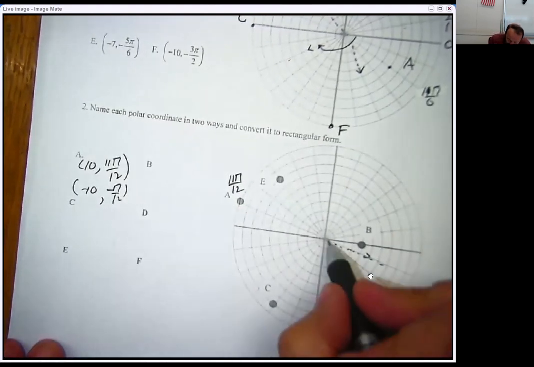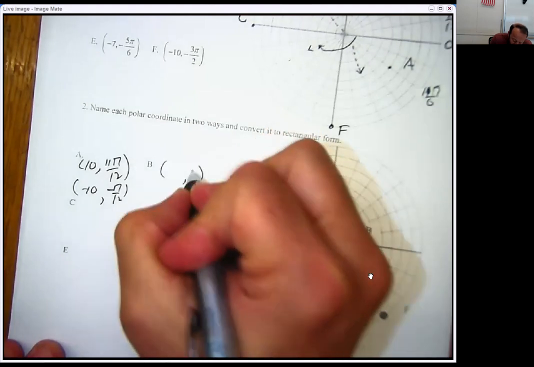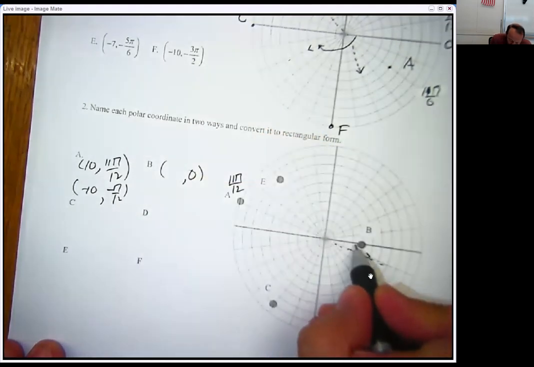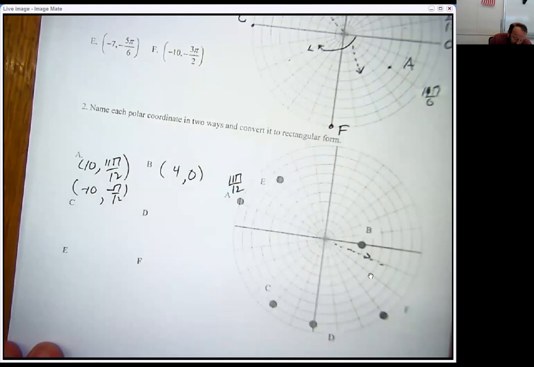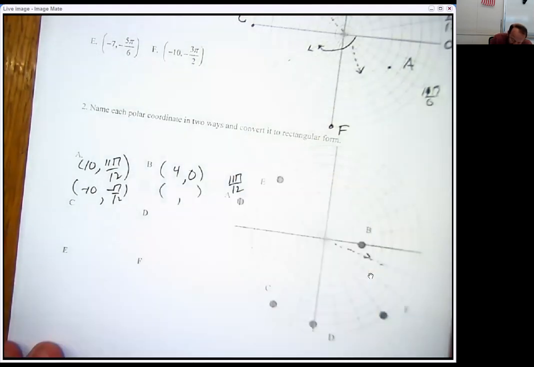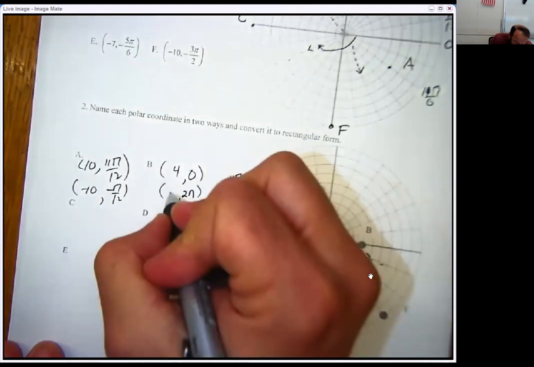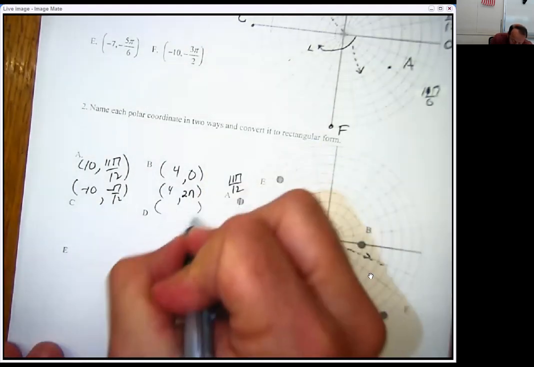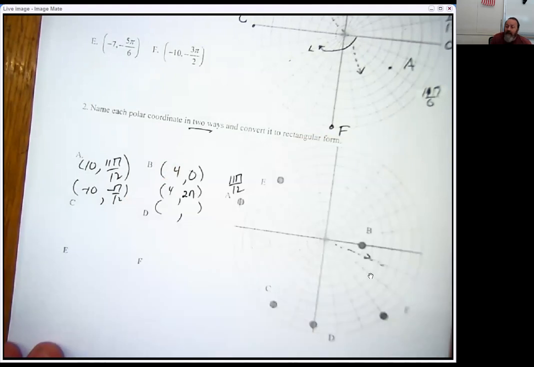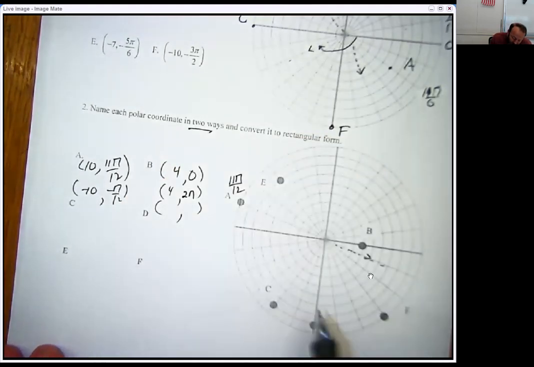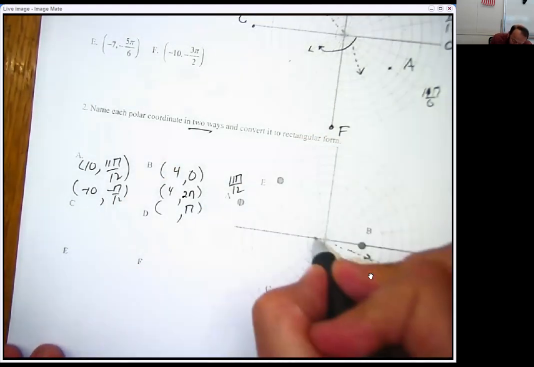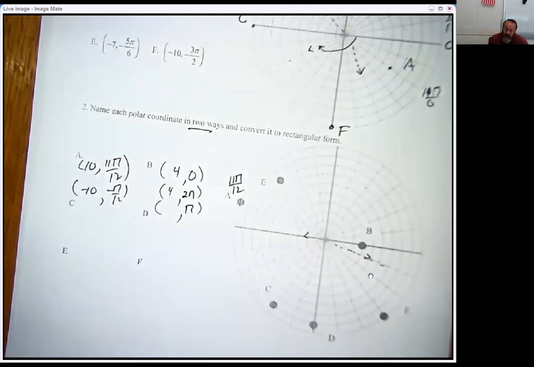For part B, it looks like we are sitting at angle 0 and we've gone out 1, 2, 3, 4 radii. But of course, somebody else might have said, hey, I want you to rotate 2 pi, which is a full circle, and go out 4. Or even though it says name it in 2 ways, I could do many. What if I rotated to pi and I'm facing this way? Where would I have to go? Right, you'd have to go backwards 4.